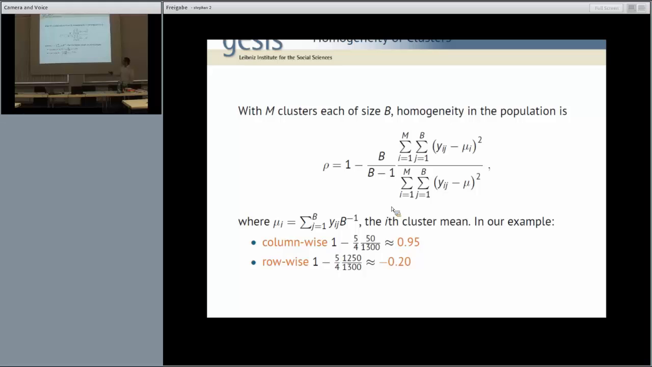Yeah, the values. So this usually cannot exceed one, and it is bounded below as well, approaching minus one. But again, you see here a very high within-cluster correlation, and there you have a very low one.